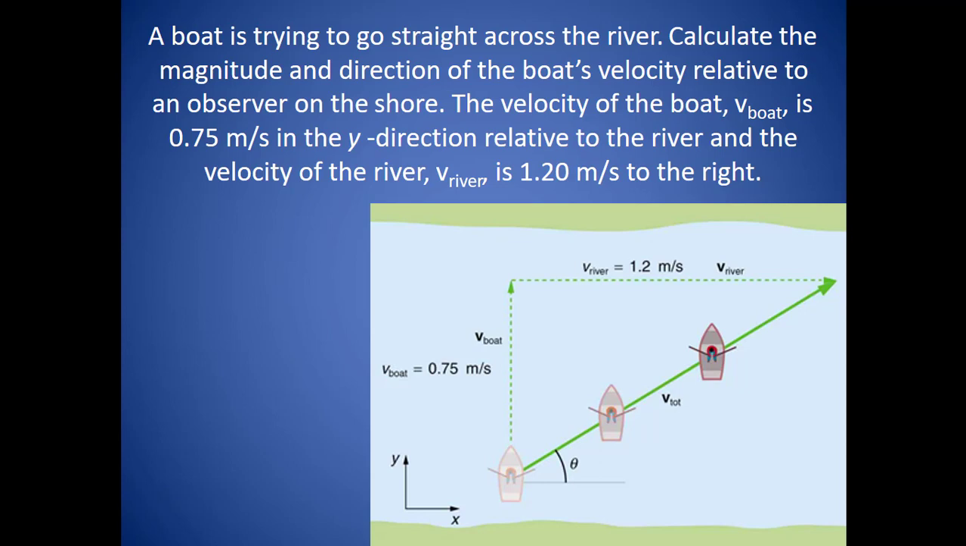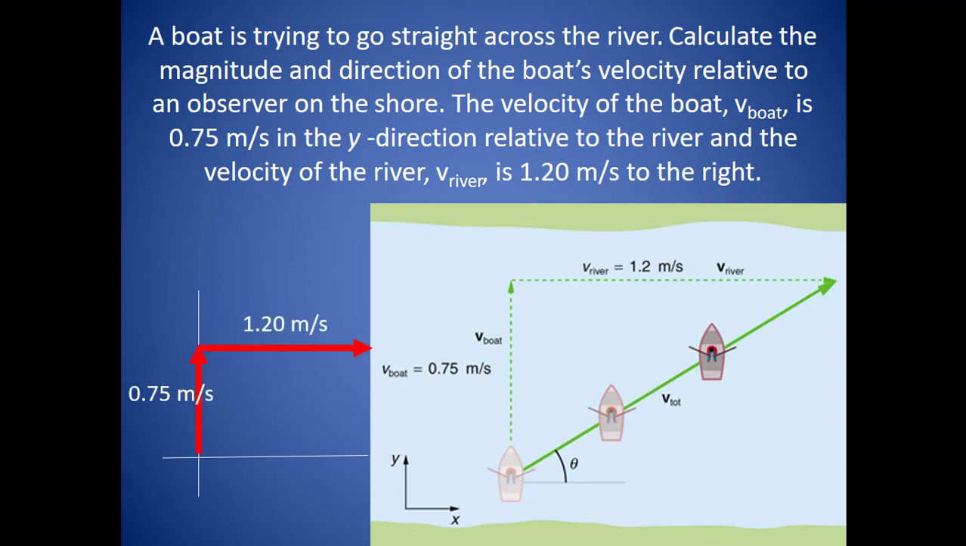The velocity of the boat is 0.75 meters per second in the y direction relative to the river, and the velocity of the river is 1.2 meters per second to the right. First thing we need to do is decide on a coordinate system. As usual, straight up on our paper can be the y-axis, and perpendicular to that can be our x-axis. What is nice about this problem is the boat's velocity is going right along the y-axis, and the river's velocity is going straight across the x-axis.